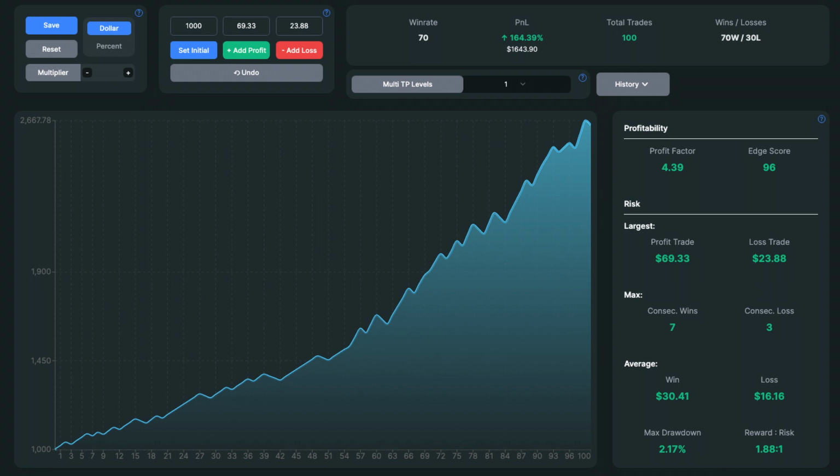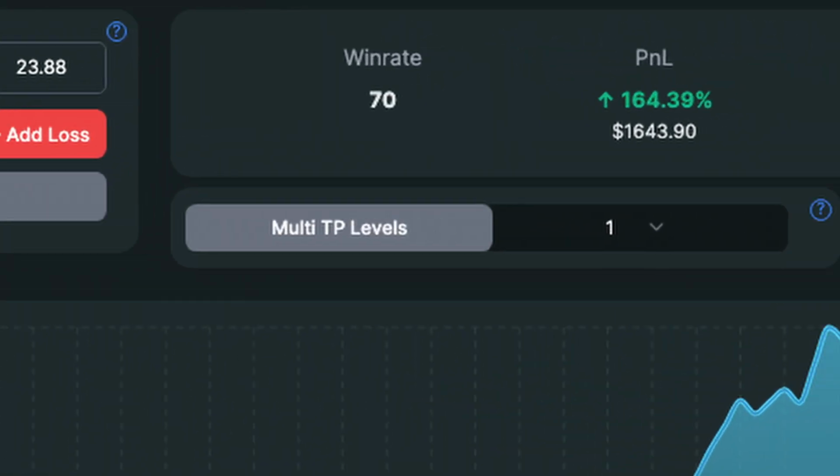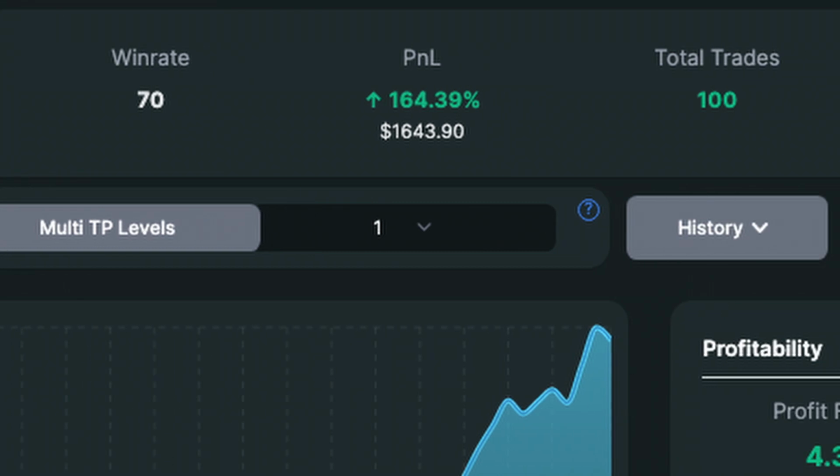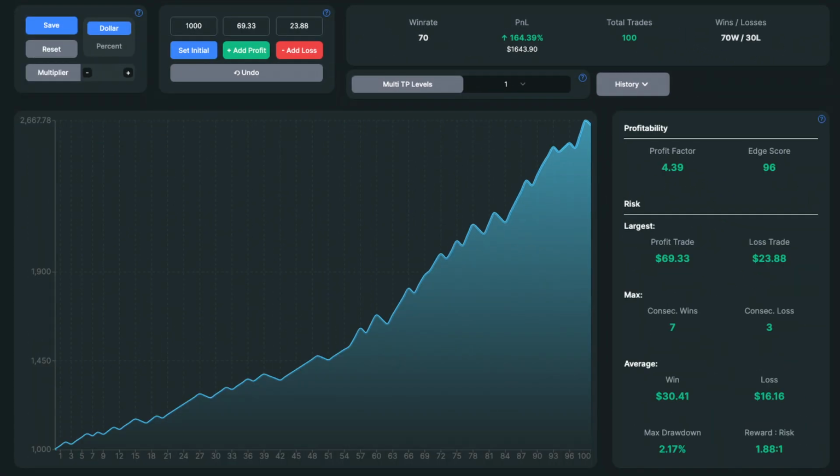This strategy had a win rate of 70% and grew my account by 164.39%. These are very good results and I'm super happy with them. What I like the most about the strategy is the varying wins and losses. Because we set our stop loss at the recent swing low, the actual wins and losses change depending on how close or far away the swing low is from the entry point.